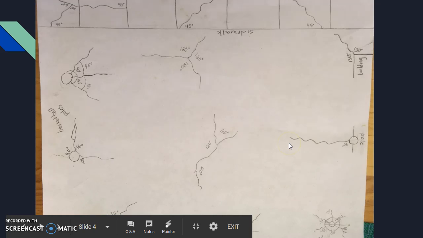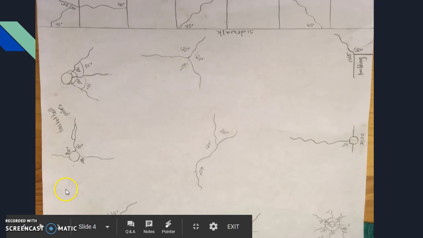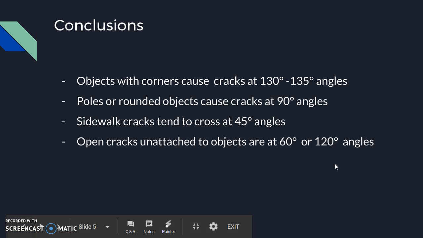After they've done this, they should look at their drawing and see if they can notice any patterns of angles. What ones have in common, certain degrees that they see often, things with poles, how common the angles are for those. And they should draw some conclusions.